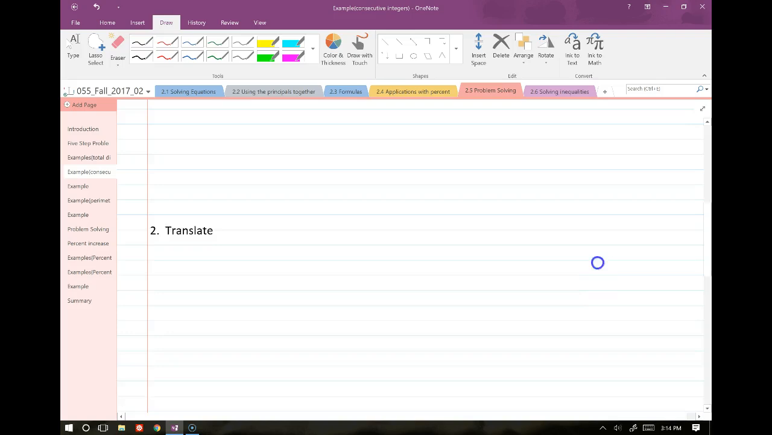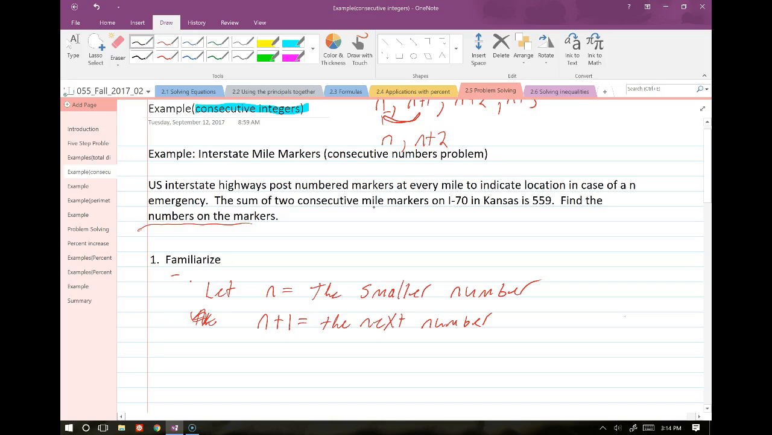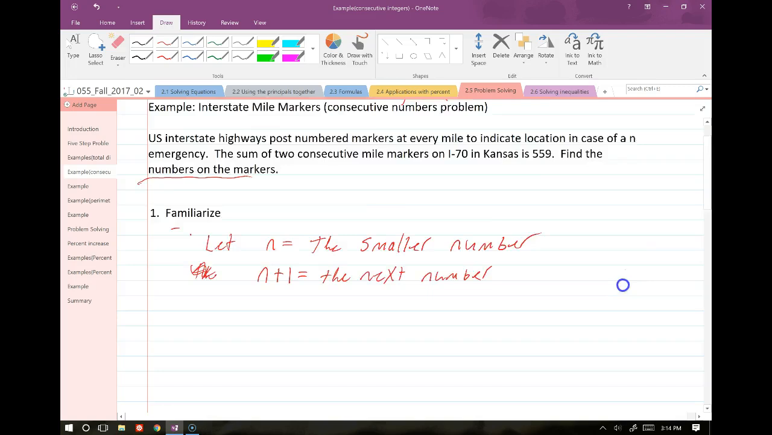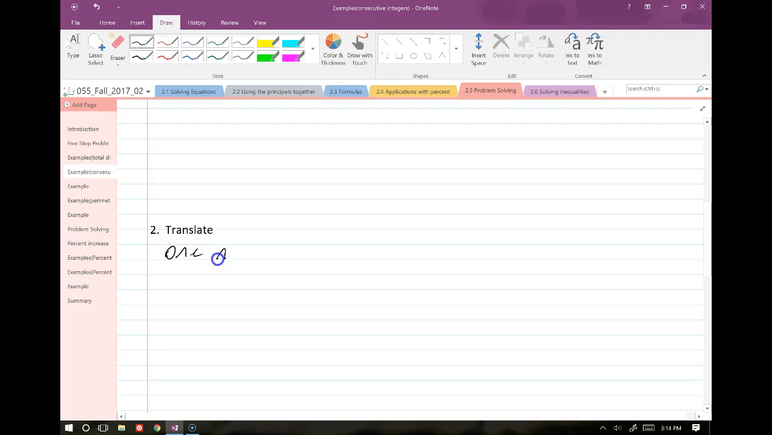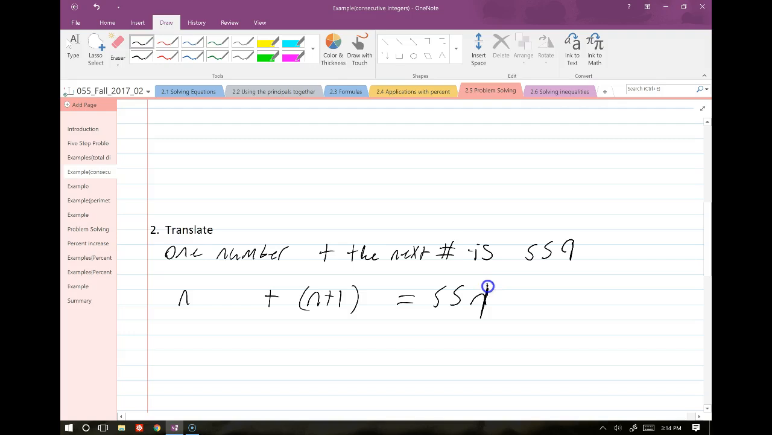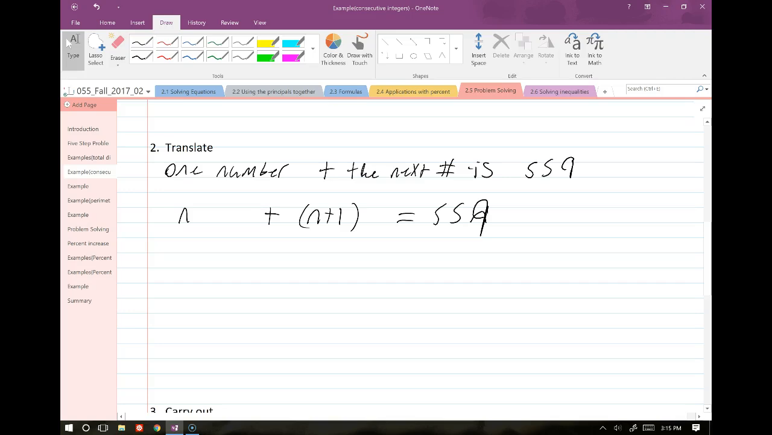Now we just want to translate, right? This says the sum of two consecutive mile markers on I-70 in Kansas is 559. So what this is saying is one number plus the next number is 559. So n plus n plus 1 is equal to 559. Okay, so the next step, let's combine like terms, and we have 2n plus 1 equals 559.